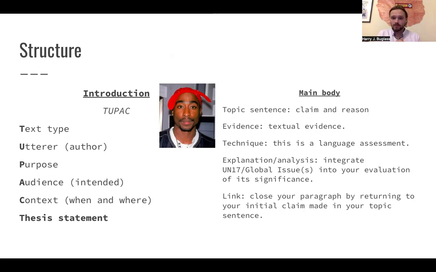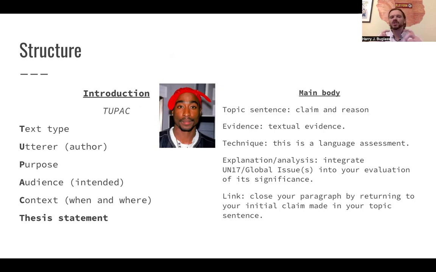Claim and reason. So what have you seen? Why is it included in this non-literary piece? Evidence. Of course, you need to include evidence from this text. Defend your claim. Technique. It's a language assessment. So what linguistic technique are they applying? These are experts paid to produce an infographic or a political cartoon. So what tricks have they tried to play on their audience? Identify them and reveal it in your assignment.